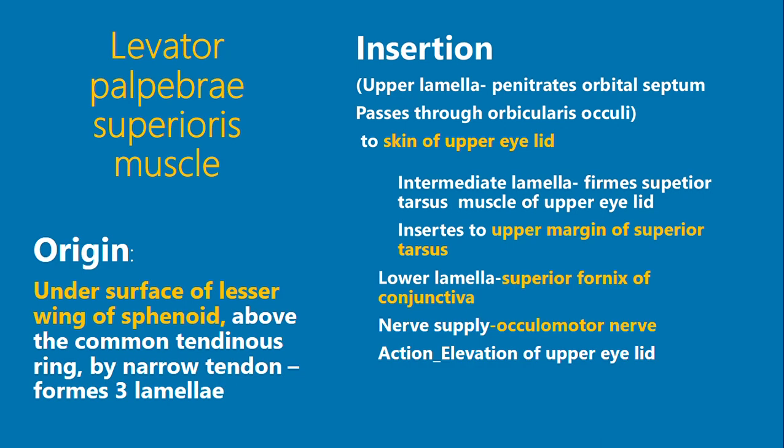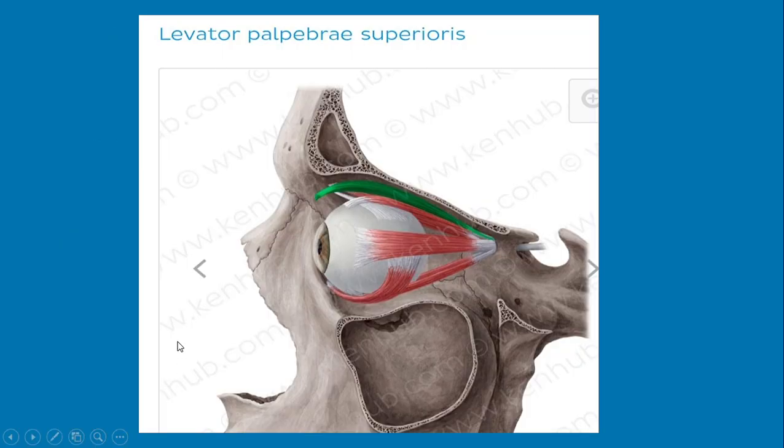Have you understood? So I will show you the diagram. This is the muscle levator palpebrae superioris. This is only the position. We can't show the insertion because it is present inside the upper eyelid. This is the position of levator palpebrae superioris. Understood?